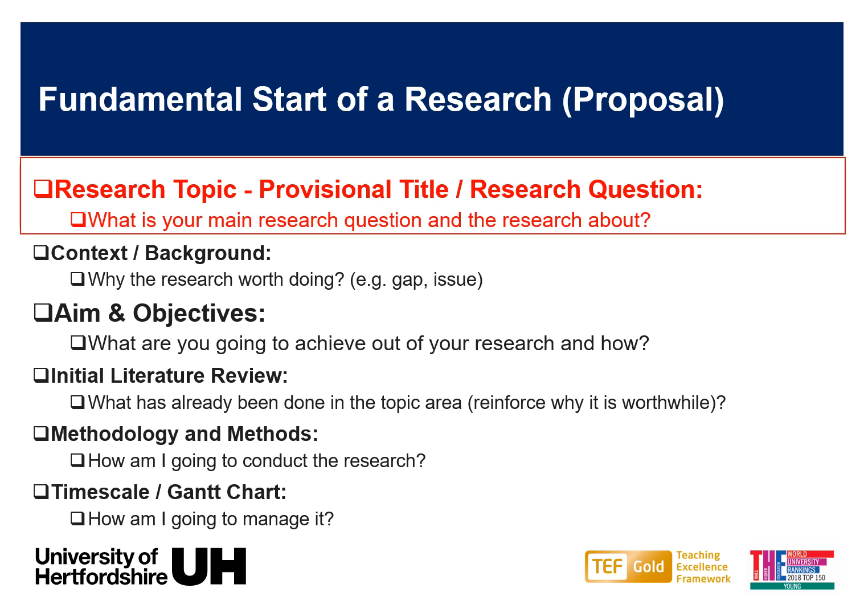So take a research proposal as an example. First of all, you need a research topic or provisional title or research question in order for you to move on to look into the context or background of the research and the aims and objectives you would like to achieve out of the research. And then you're able to review the relevant literature in the topic area and see what other people have already done, which might inform your decision to conduct the research. And then you can decide how you're going to conduct the research and plan your time accordingly.